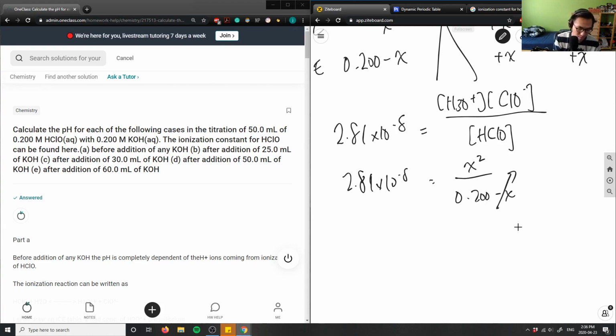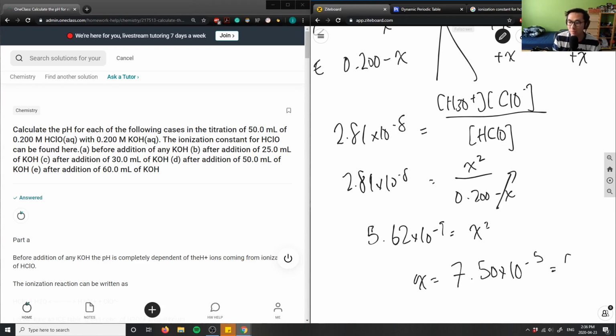So let me just use my calculator here. I have 2.81 times 10 to the negative 8 times 0.200. That's going to give me a value of 5.62 times 10 to the negative 9 equals X squared. I'm going to square root both sides to get X, which would finally equal 7.50 times 10 to the negative 5, and this would equal the concentration of my hydronium ion.